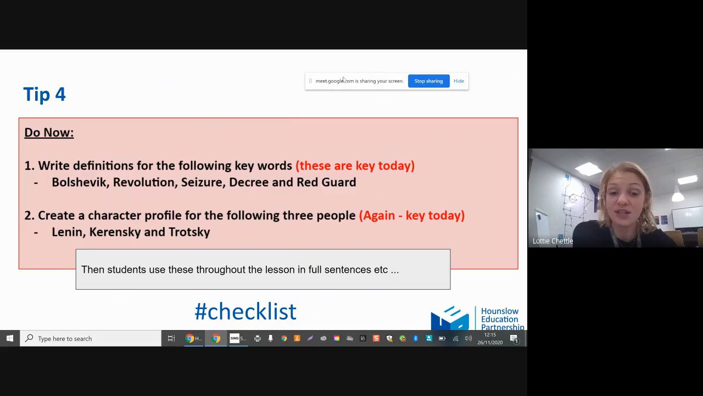It can be quite a nice competition because you can see at the end of the lesson how many times the students have used the word revolution.